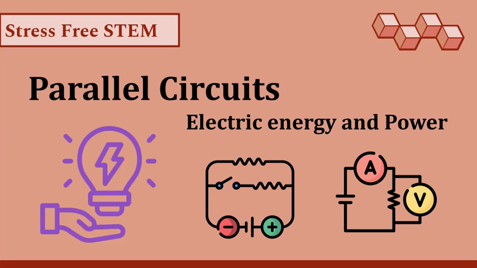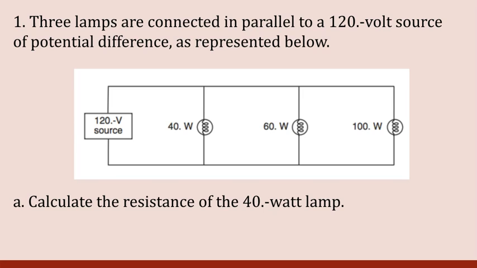Hi everyone. In this video we're going to go over some parallel circuit problems specifically related to electric energy and power. So this is a question from a past Regents exam, and it says 3 lamps are connected in parallel to a 120 volt source of potential difference as represented below. Part A asks us to calculate the resistance of the 40 watt lamp.